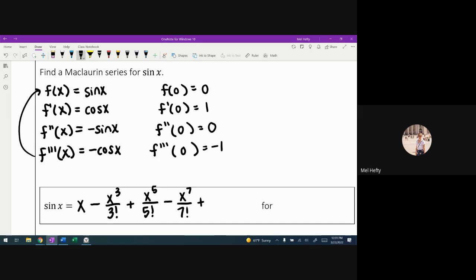Beautiful. All right. Now, the problem, I want to write a general term. When I'm writing this general term, I'd like to be able to plug in 1, get x. Plug in 2, get x cubed over 3 factorial. Plug in 3, get x to the 5th over 5 factorial. So that's a little bit more complicated than it was before.